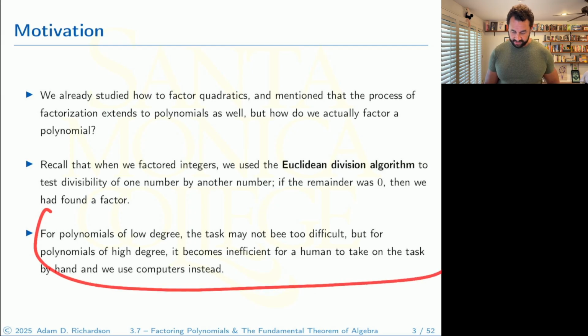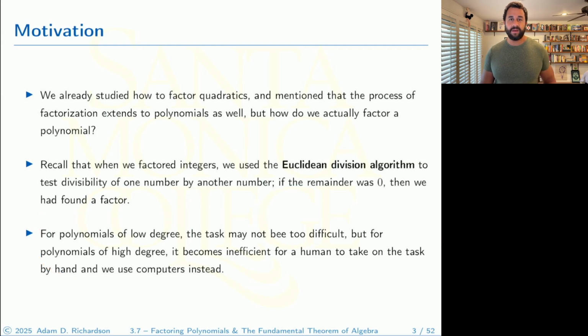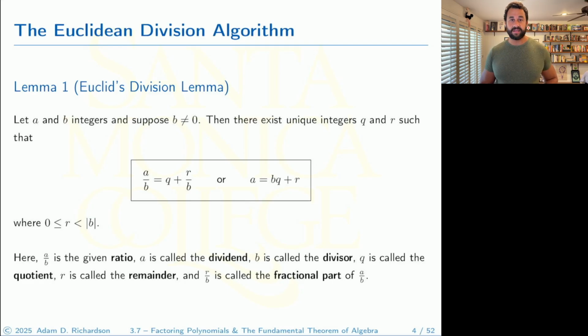For polynomials of low degree, that may not be too difficult to factor by hand, if the degree is 3 or 2. But when the degree gets even a little bit high, it really becomes inefficient for a human to take on the task by hand. And so that's why we use computers. That's the basic idea.